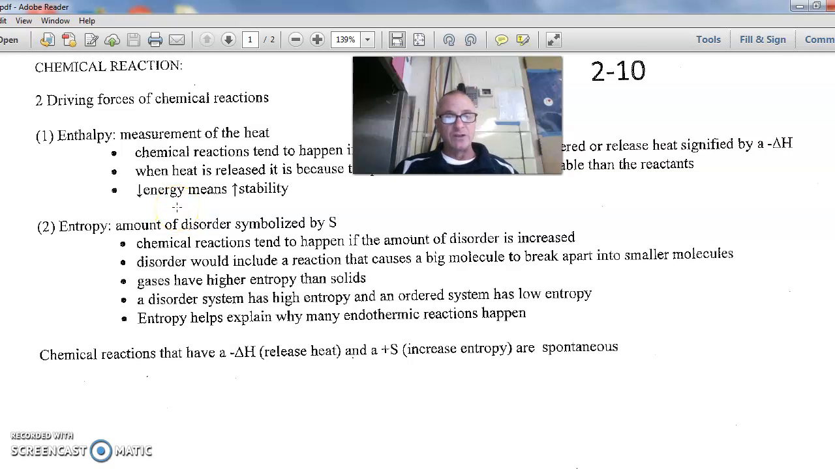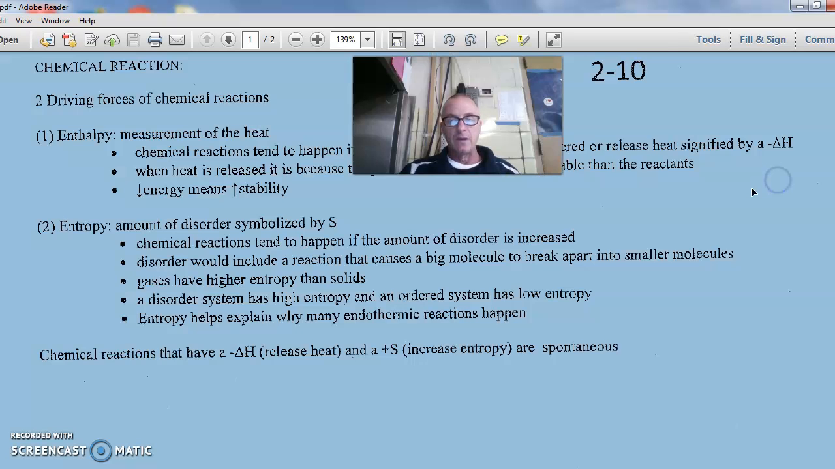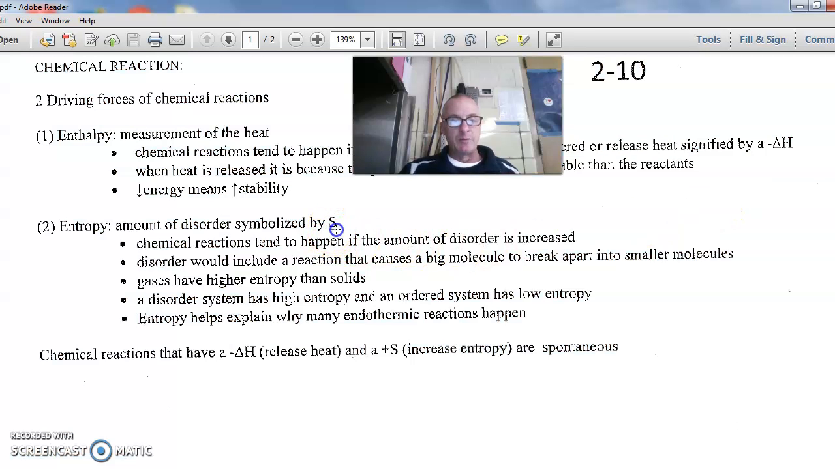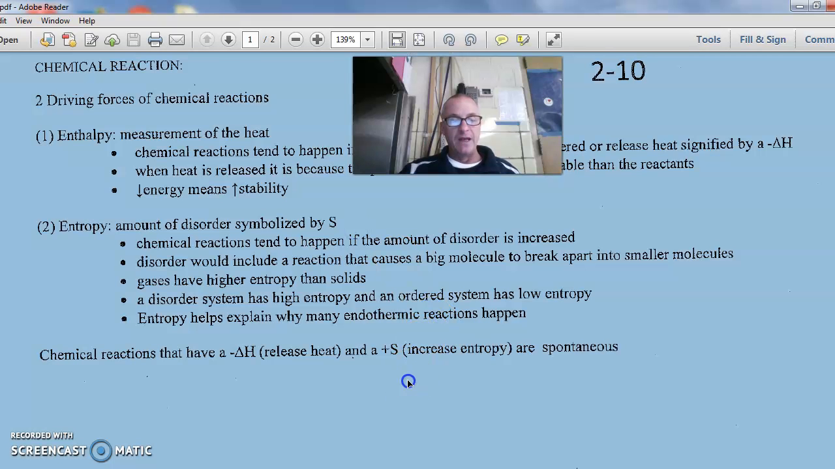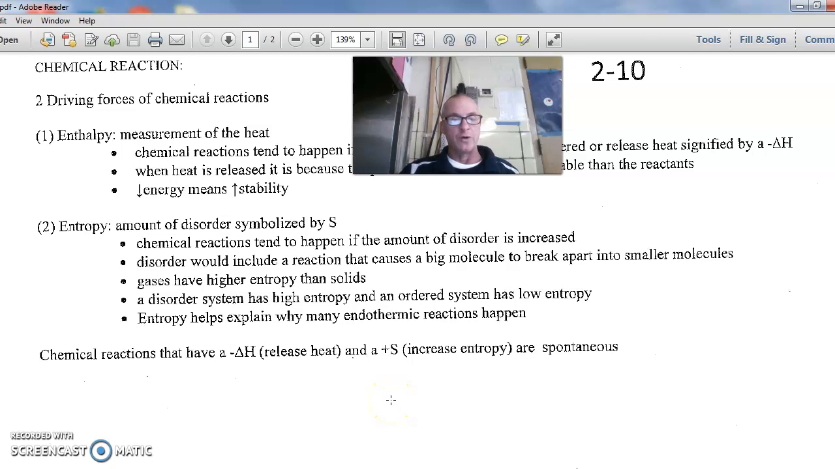in chemical reactions, the second factor that will drive a chemical reaction is called entropy. So there are two things that drive reactions. The second is entropy. Entropy is the amount of disorder, symbolized by the letter S. So enthalpy is a letter H. Entropy is letter S, and entropy is disorder.